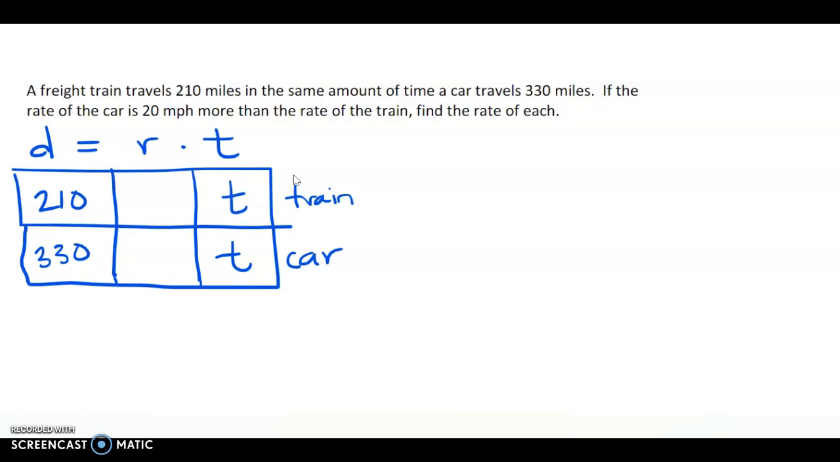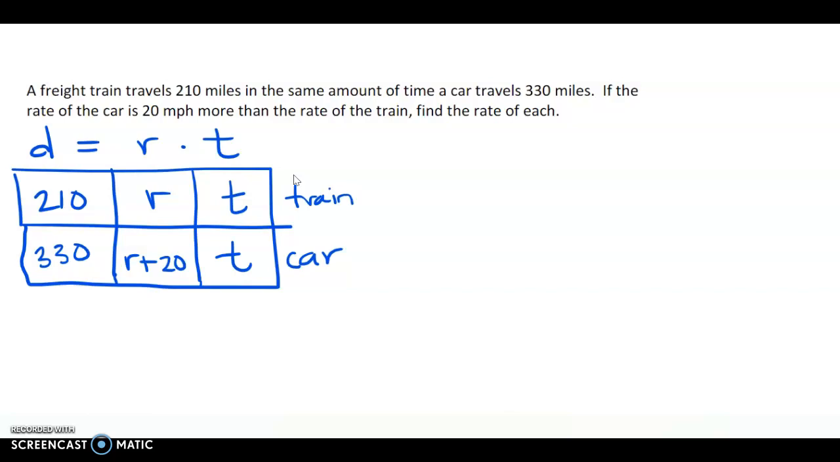Next, the rate of the car is 20 miles per hour more than the rate of the train. So we have whatever the rate of the train is, and we know the car is that rate, plus it goes 20 miles per hour faster. So that will be our table setup.